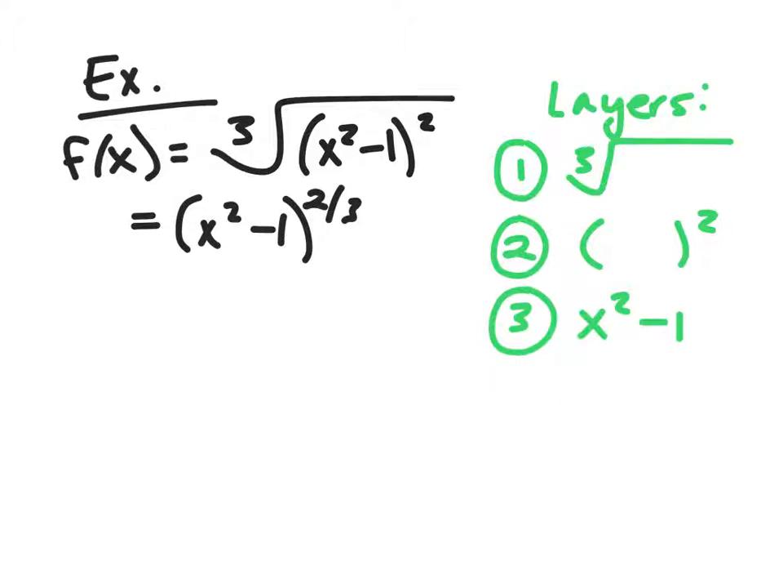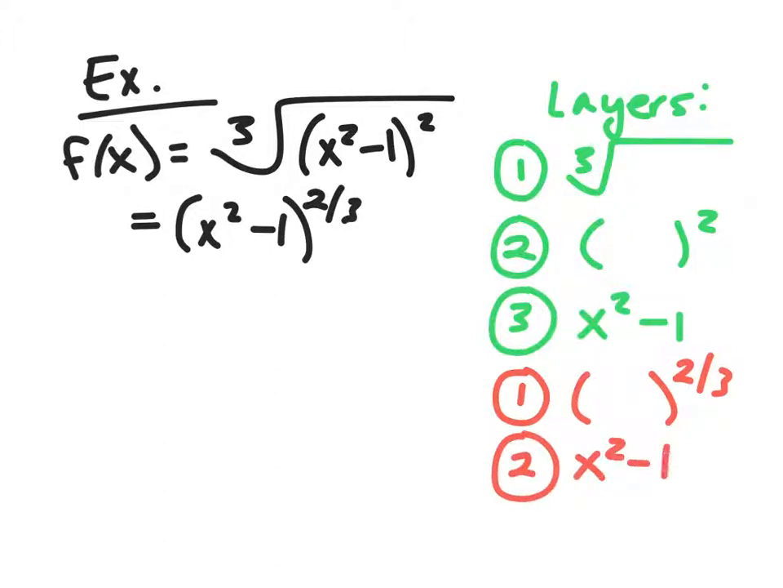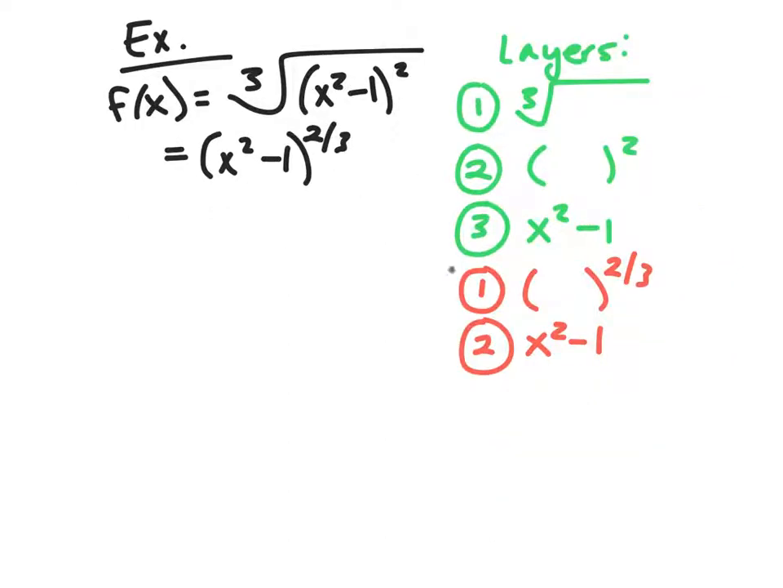This now only involves 2 different layers. My outside layer would be the power of 2/3, and then my inside layer would be the x squared minus 1. Given the choice between 2 layers or 3 layers, I always want to pick the option that gives me the least amount of work, which of course would be 2 layers, not 3 layers. So I'm going to deal with the 2 layers instead of looking at the 3 layers.